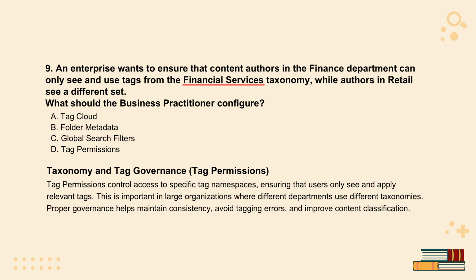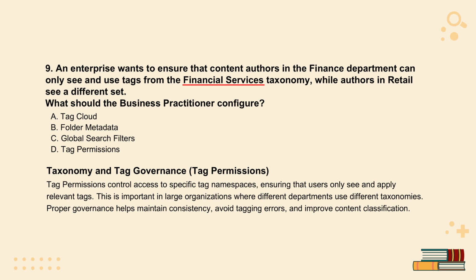Really? Because looking at these options, my gut says to just use option C, global search filters. Just filter the finance tags out of the retail team's view. I mean, if they can't see it, they can't use it, right? You would think so, but why bother with hard tag permissions when a filter works? Because a search filter is just a cosmetic convenience. It hides things when you're actively searching, but it doesn't actually prevent a retail author from manually navigating into the finance tags. Wait, they can just click through the folders? Yes. And then they accidentally tag a new pair of sneakers with a 30-year fixed mortgage rate tag. It happens all the time. Oh, wow. Yeah, that would completely ruin your analytics.